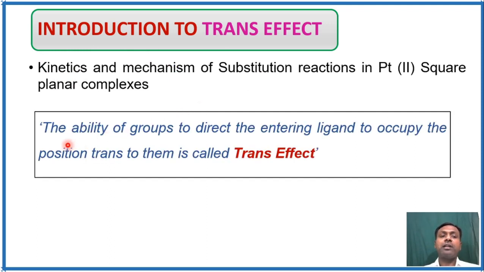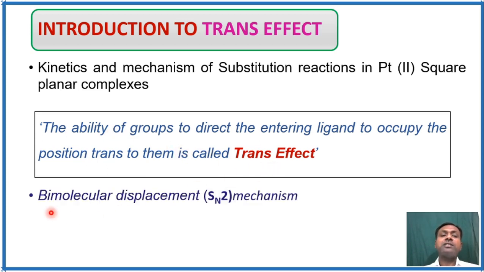If you see the definition, the ability of the groups to direct the entering ligand to occupy the position trans to them is called trans effect. What is this ability of the groups? Groups means the ligands which are present in the square planar complex. These groups will have an ability to direct the entering ligand, that means an external ligand which is coming into the complex. They will direct the entering ligand to occupy the position trans to them. That ability can be taken as trans effect.